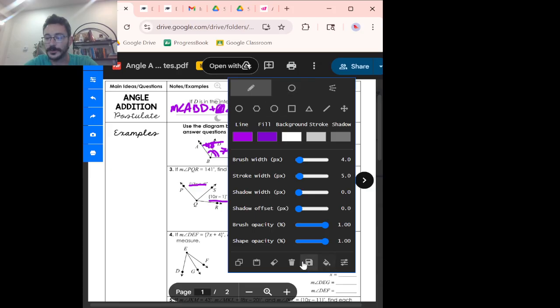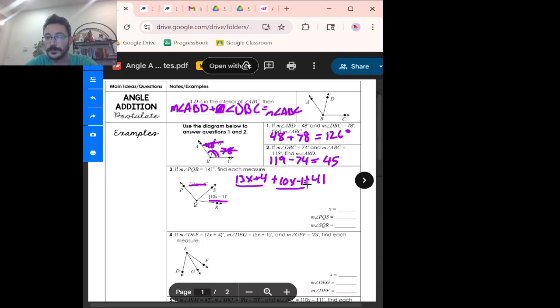Let me see if I can erase that. Where's my eraser at? Right here. You guys will see real time if this works. Nope. Okay. But basically, 13x plus 4 equals, right on the other side of the camera here, plus 10x minus 1. This should be it. Equals, I'll put it up top there. My drawing tool doesn't want to cooperate today.